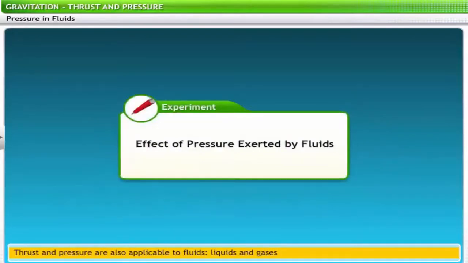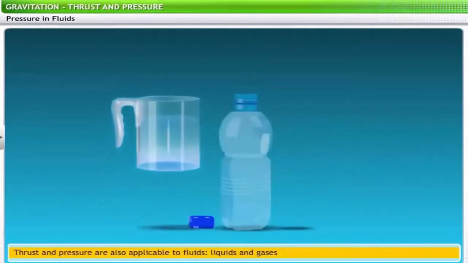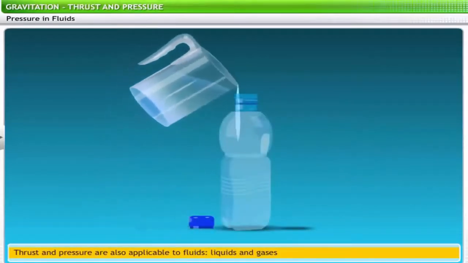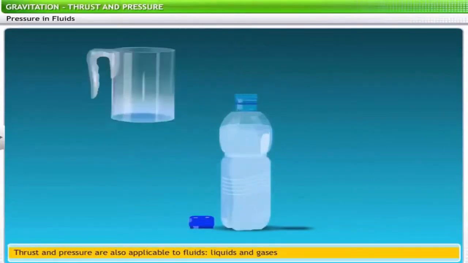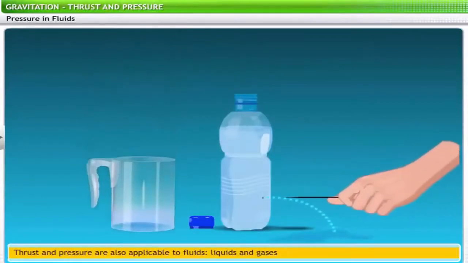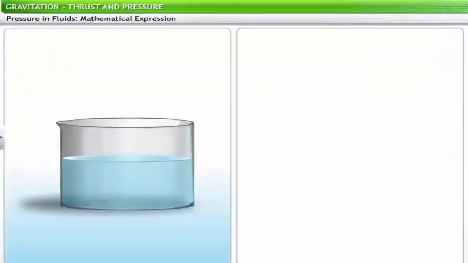We can demonstrate the effect of pressure in liquids through a simple example using a plastic bottle. Fill the plastic bottle completely with water. Then make a small hole in the lower half of the wall of the bottle. You will see that the water gushes out through the hole with considerable force. This force is due to the pressure of the fluid at that point. So, how do we calculate pressure in fluids?